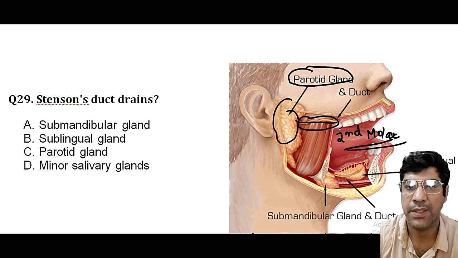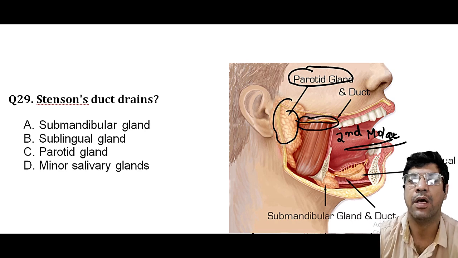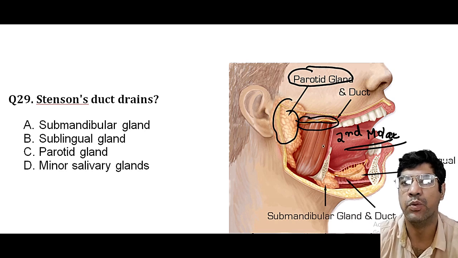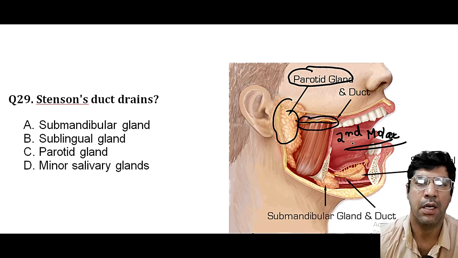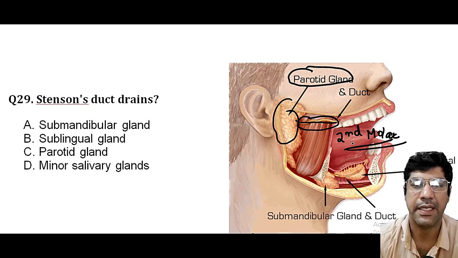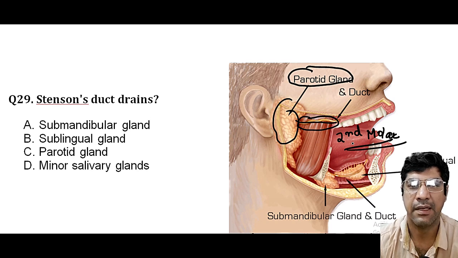It opens on the buccal mucosa opposite the second molar teeth, and it will allow saliva to enter into the mouth. So, think you are enjoying a tasty piece of candy. Your cheek has a special gland that makes your mouth watery by producing saliva. This saliva will help you to taste the candy better and make it easier to swallow.